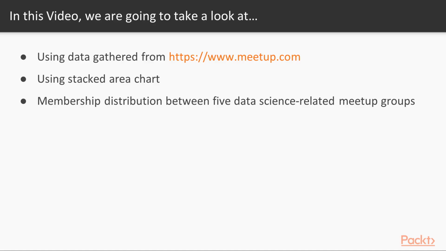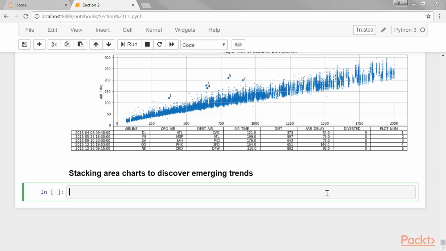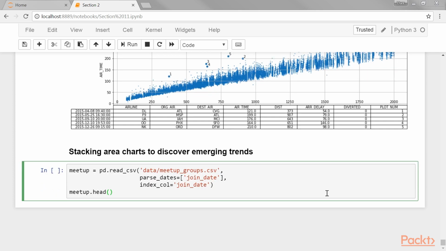In this video, we will use data gathered from the popular website meetup.com. Using a stacked area chart, we will show membership distribution between 5 data science-related Meetup groups. Stacked area charts are great visualizations to discover emerging trends, especially in the marketplace. It is a common choice to show the percentage of the market share for things such as internet browsers, cell phones, or vehicles.